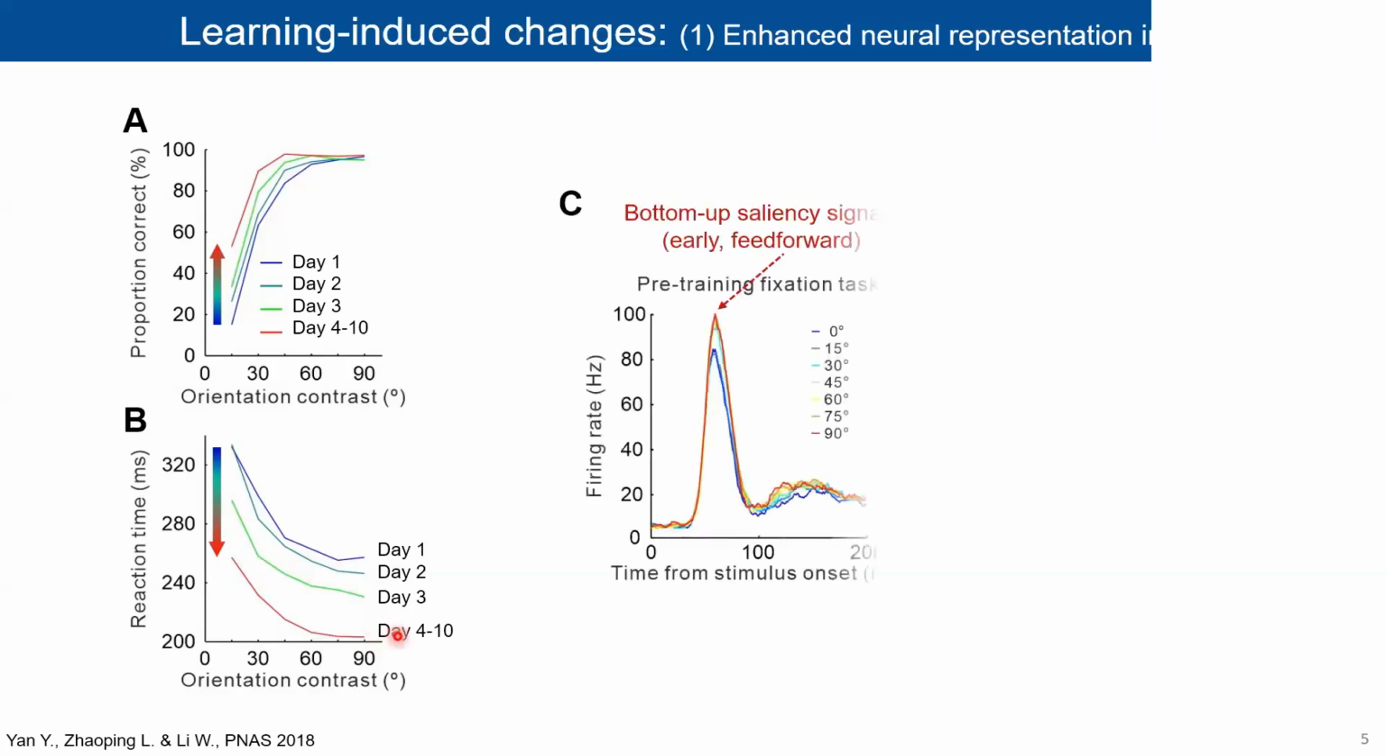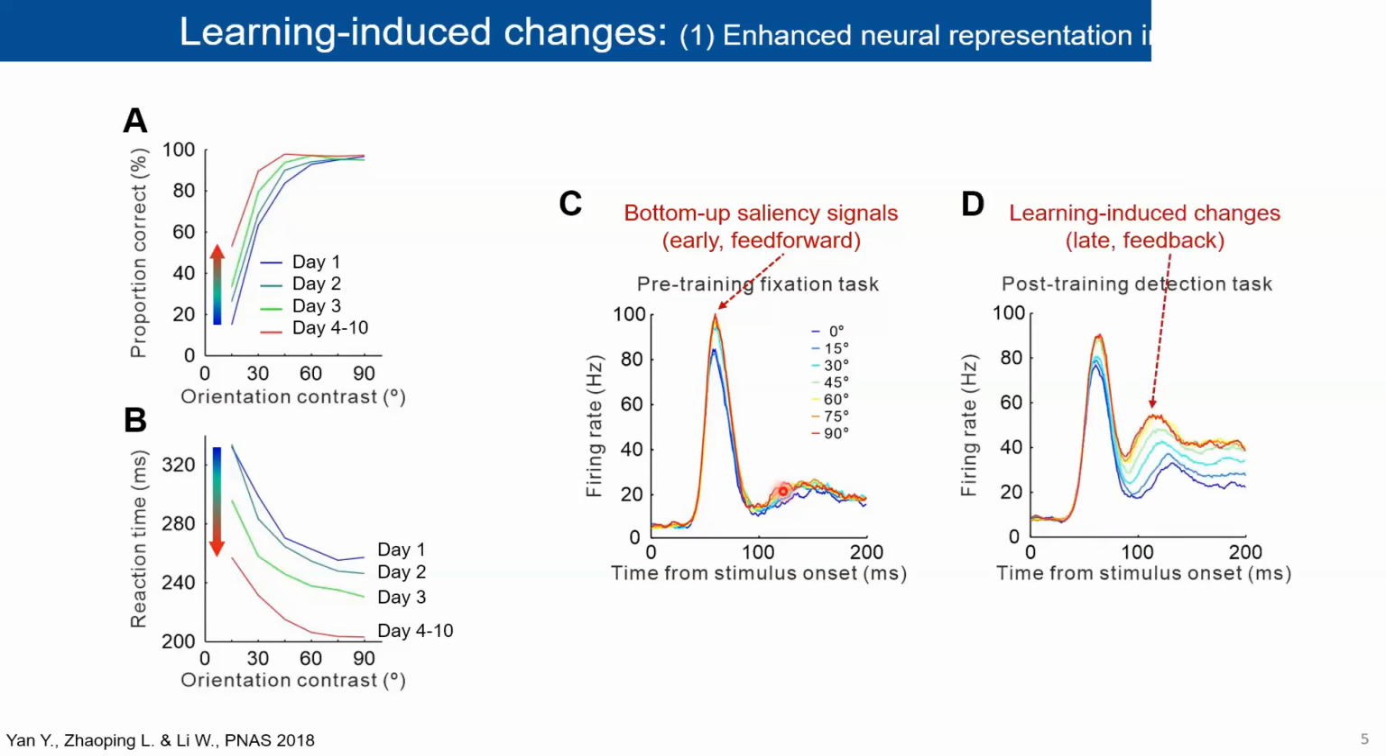As a pre-training baseline control, in a simple fixation task, we recorded V1 neuron responses to the targets with different orientation contrasts. Time 0 indicates stimulus onset. The neural signals representing different orientation contrasts appear from the beginning of neural responses, indicating a feedforward or bottom-up process for detecting the orientation singleton. But after 10 days of training in the detection task, we observed a dramatic enhancement of the orientation contrast signals in the late component of neural responses. The early bottom-up signals remained largely unchanged in comparison with the pre-training control.